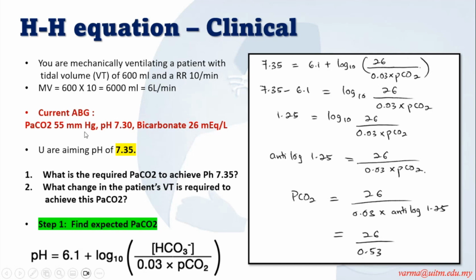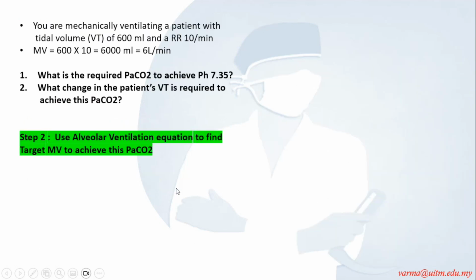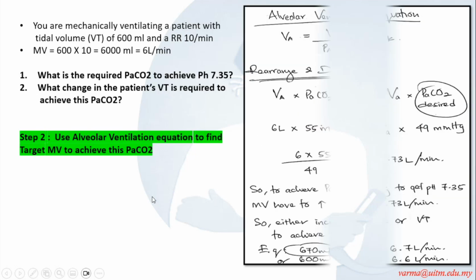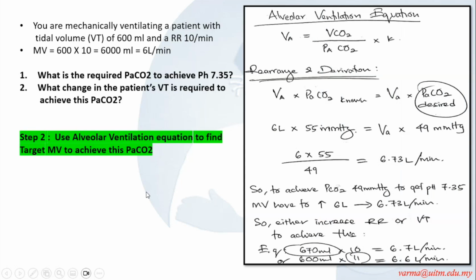From 55, you have to drop it to 49. So how are we going to do that? Okay, so what is the change in the patient's VT required to achieve this? You have to use the alveolar ventilation equation to find the target minute volume to achieve this PCO2. I am not going to talk about the full lengthy part on the alveolar ventilation equation. As I said, this is just for the clinical part. You have to use the alveolar ventilation equation. This is the alveolar ventilation equation.